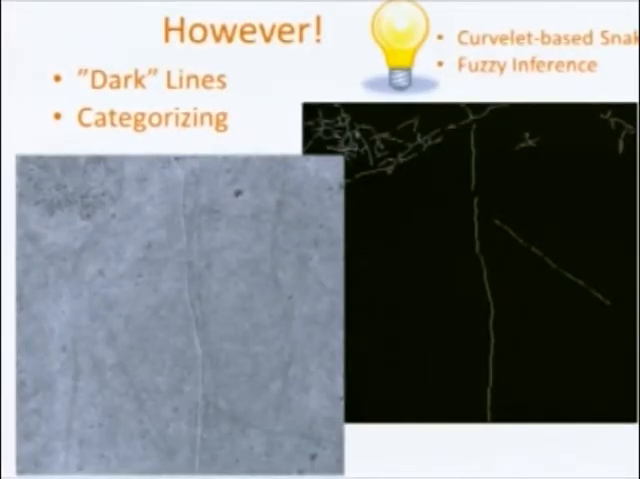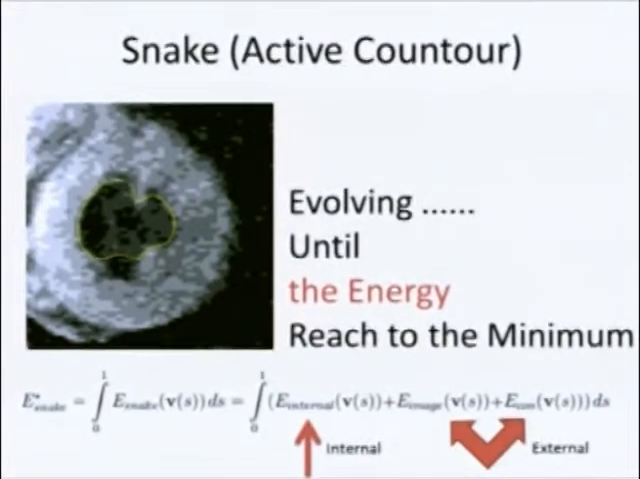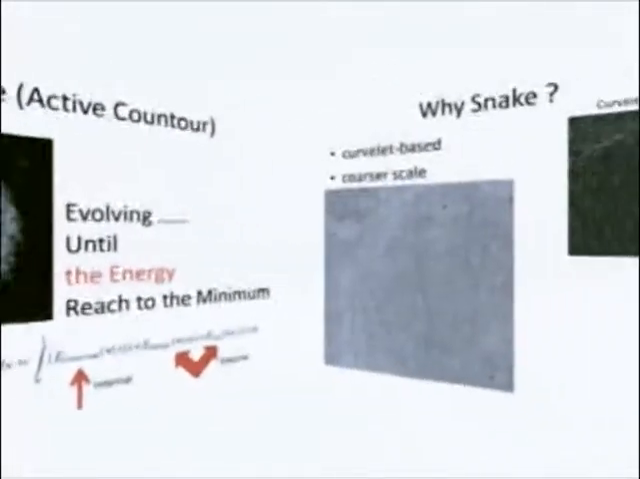And for the snake: a snake is actually an active contour that keeps evolving itself until the energy reaches the minimum. The energy can be separated into two parts. The internal energy is related to its own shape, while the external energy is basically the image.